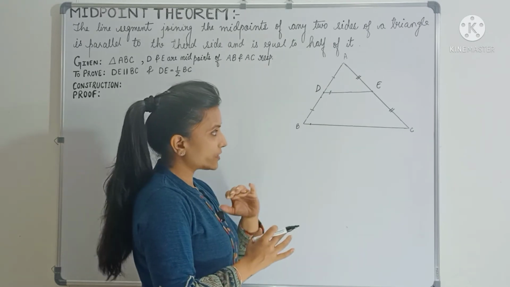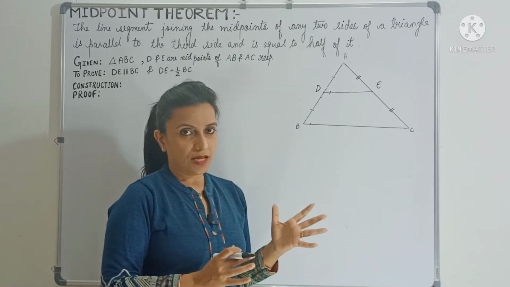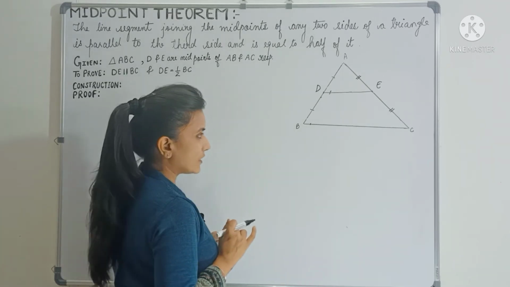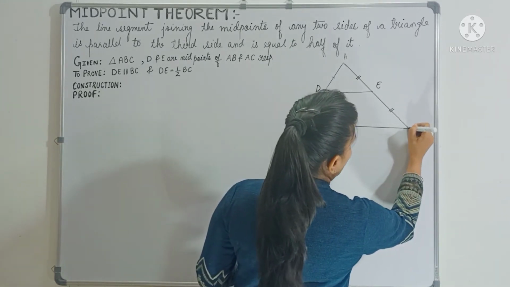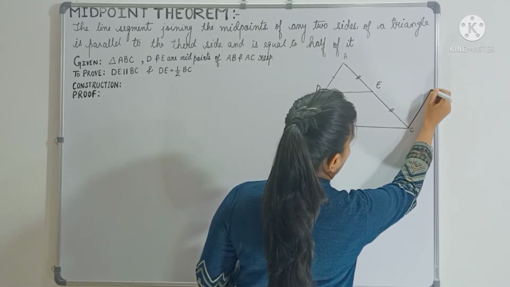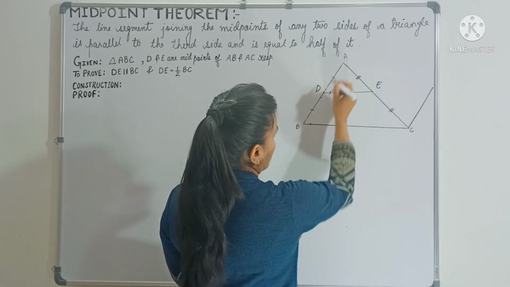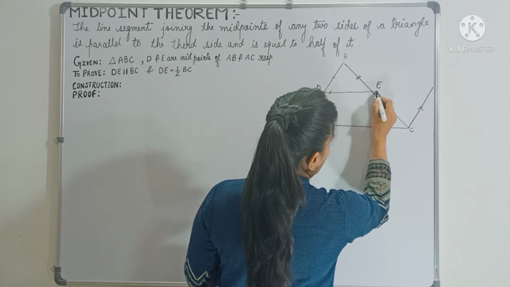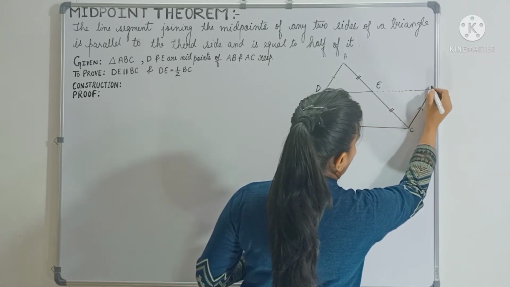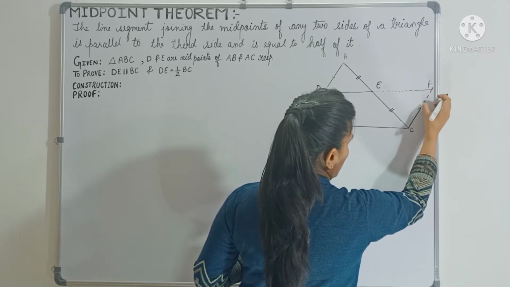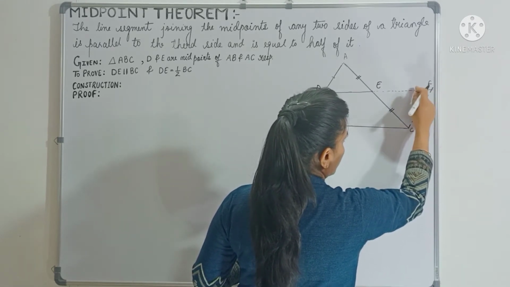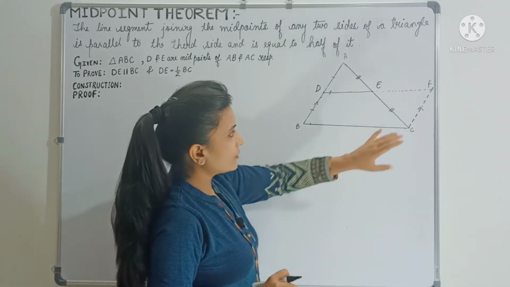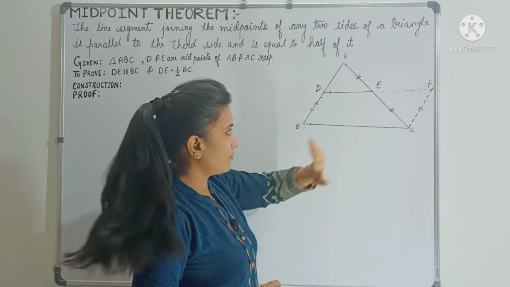So you have to construct a quadrilateral here and prove that it is a parallelogram. What you will construct is: from C, draw a line parallel to BA, and produce DE so that it meets at F. Also draw this as a dotted line. Always remember, we do construction using a dotted line, so we can easily make out that these dotted lines are the construction part.